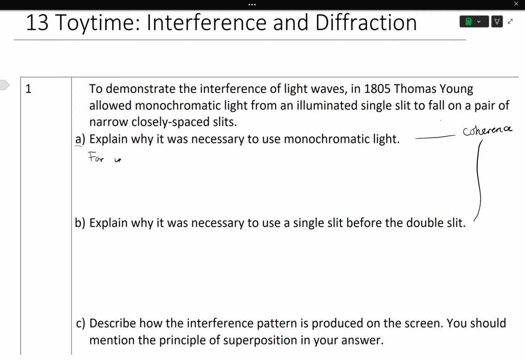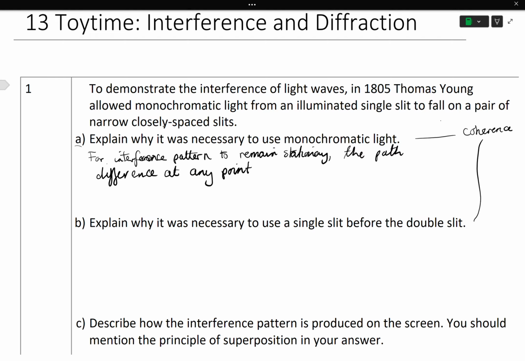So for interference pattern to remain stationary, I'm going to say, the path difference at any point on the screen must remain constant when measured in wavelengths.